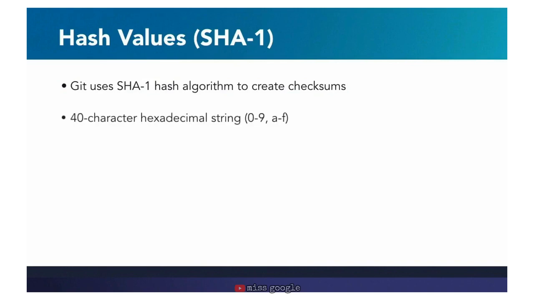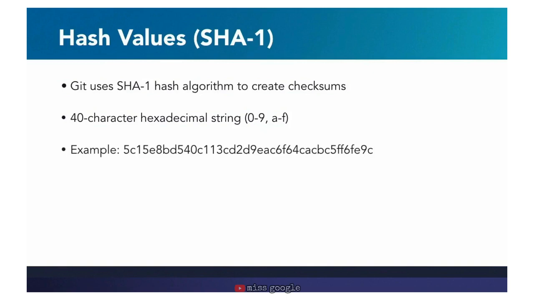The number that it generates is a 40-character hexadecimal string. Hexadecimal means that it can contain the numbers 0 through 9 and the letters A through F, and it would look something like this: 5C15E8BD and so on. So Git takes the entire change set to all the files and directories that are being changed, things that have been staged, and it runs them through this SHA-1 algorithm, and it comes up with this 40-character string, and that's what it uses to label the commit.